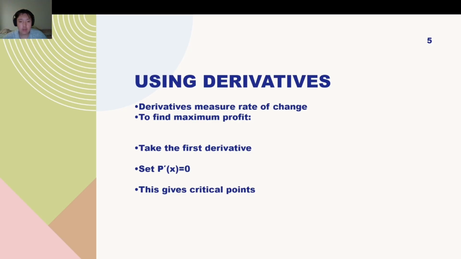To find the level of output that gives maximum profit, we use derivatives. Derivatives measure the rate of change of a function. By taking the first derivative of the profit function and setting it equal to zero, we can find critical points. These points show where profit may reach a maximum or minimum value.